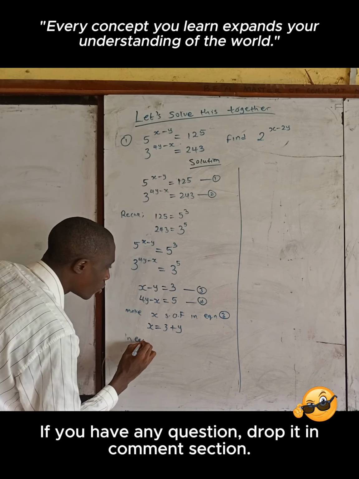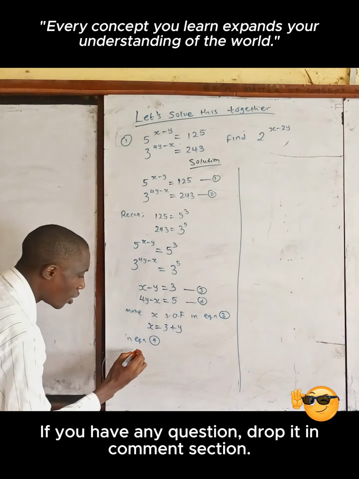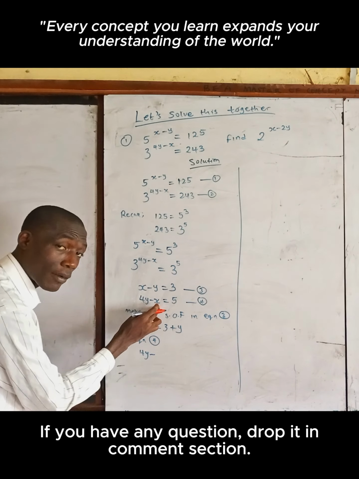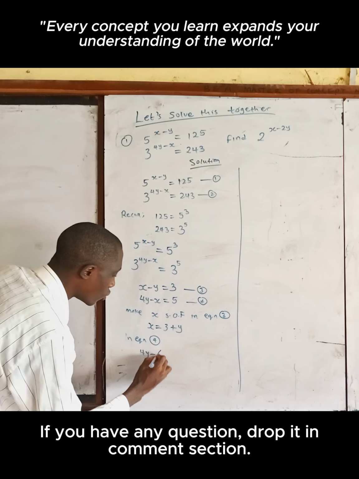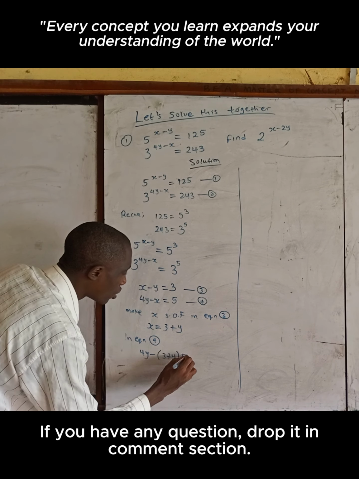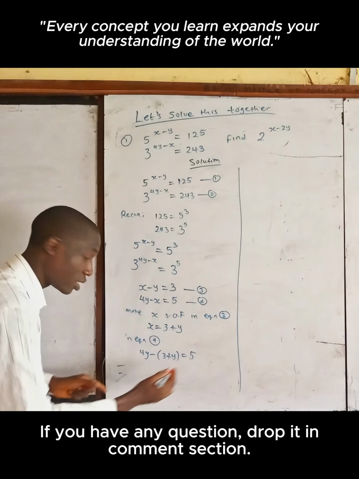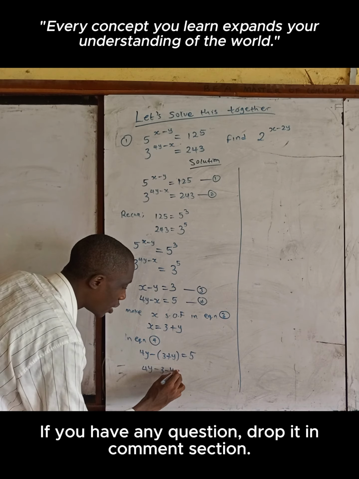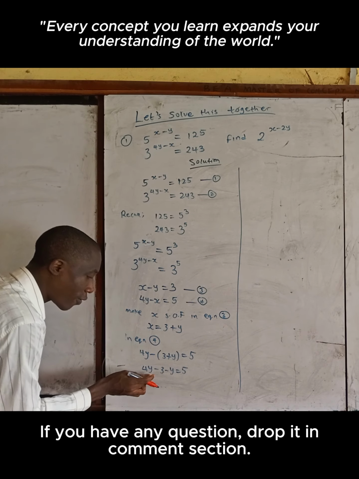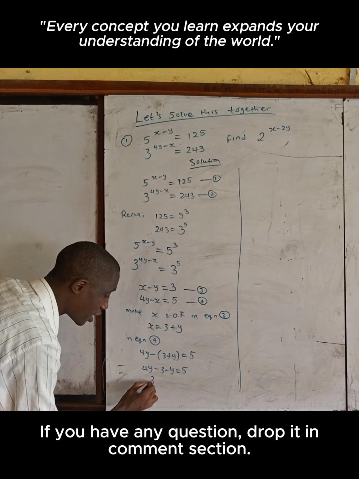So in equation 4 now, I already have 4y minus x, and we already said that our x is equals to 3 plus y. So we are going to put it here, 3 plus y is equals to 5. Then we simplify through. So we have 4y minus 3 minus y is equals to 5. If you check this very well, 4y minus y is going to give us 3y.